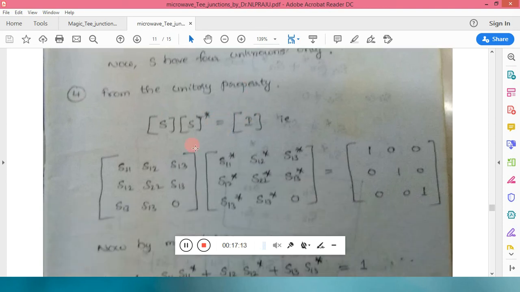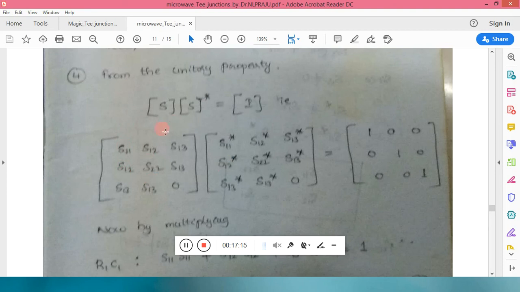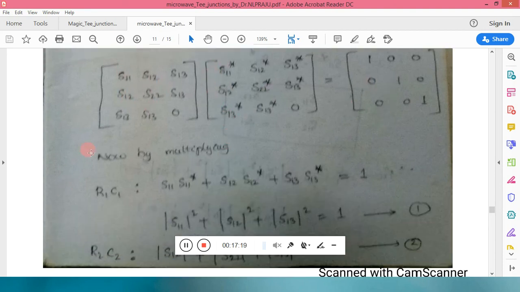Now S has only 4 unknown parameters: these 3 and this one. So from the unitary property, we write S times S complex conjugate equals the unit matrix. Now multiply row 1 and column 1: S11 into S11 star, S12 into S12 star, and so on. Like this, we get the result, which is equal to 1.